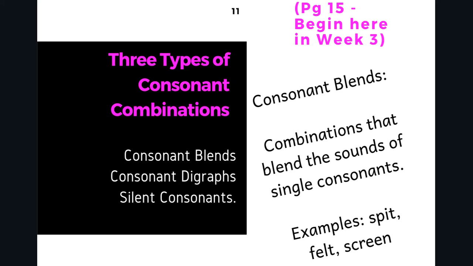And the first section that I want to go over is called 3 types of consonant combinations: consonant blends, consonant digraphs, and silent consonants. You'll see this towards the top of page 15. Consonant blends are combinations that blend the sounds of single consonants. For example, the SP in spit, the LT in felt, the SCR in screen.